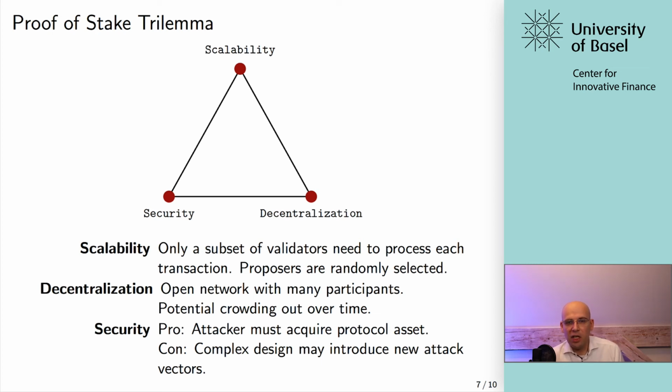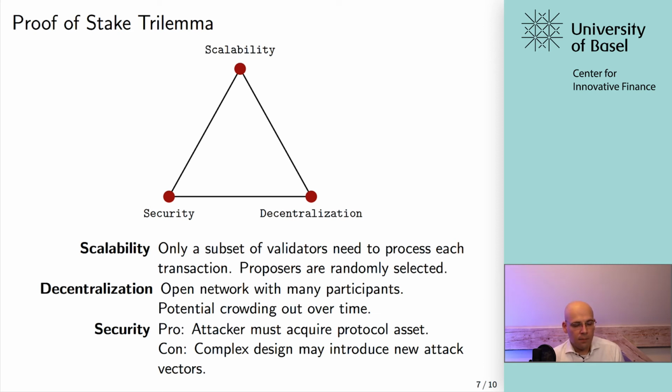In terms of decentralization, it is an open network, once again with many participants. So it has great decentralization properties from that point of view. There is one issue, and that is the potential for a crowding out effect over time. When people that already have a lot of protocol assets lock them up, and then get additional native protocol assets for their stake, for contributing towards consensus, they may get a higher and higher relative stake in the system, which of course may be bad in terms of decentralization at some point.